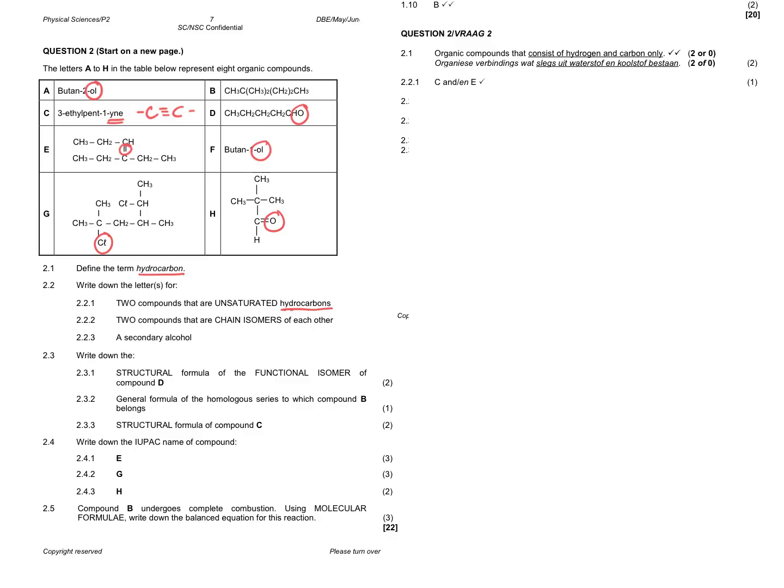Then for 2.2.2, chain isomers. If you want an isomer, they need to have the same number of carbons in total. So that's also maybe going to be a bit tricky. But we don't need to worry about saturated or unsaturated. We don't need to worry about hydrocarbons because it doesn't say hydrocarbons. We just need 2 of these. How many are there? 1, 2, 3, 4, 5, 6, 7, 8. 2 of these 8 things that have exactly the same pieces together.